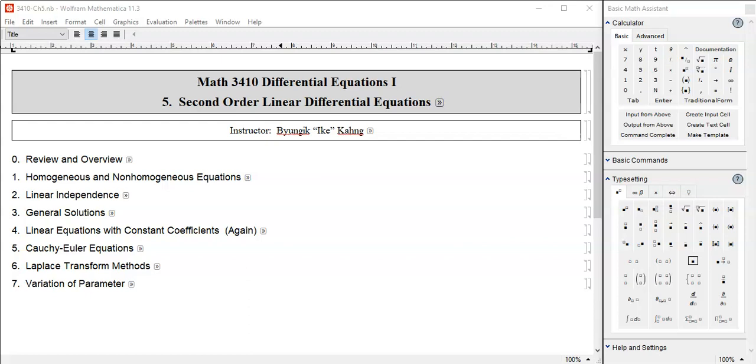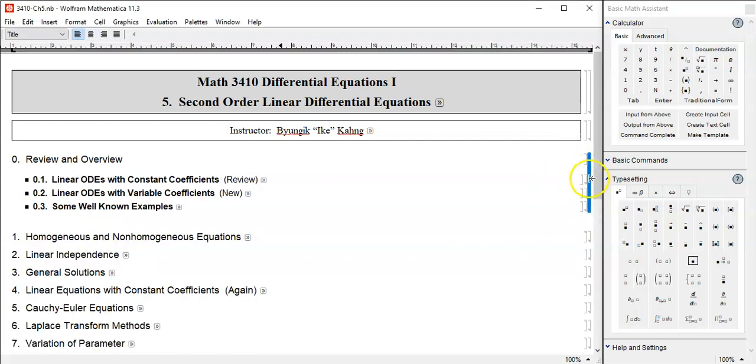Hello students, let us begin chapter 5. First, let's begin with a review.